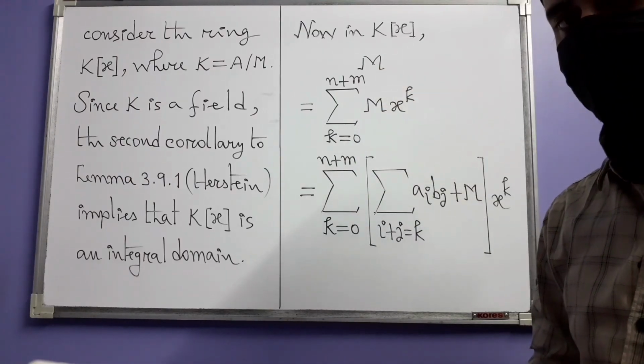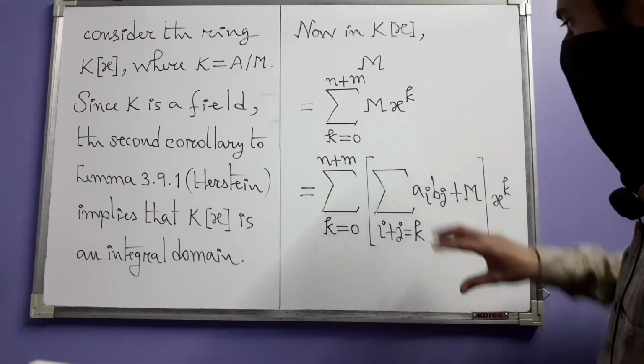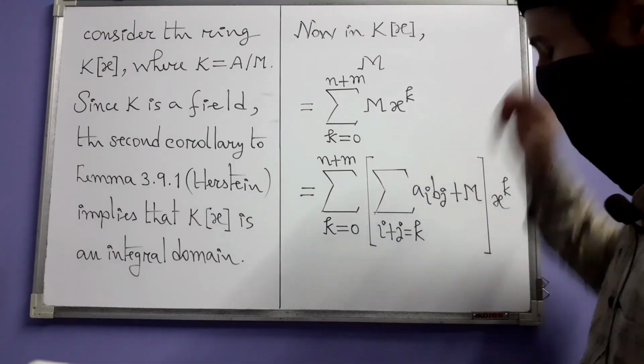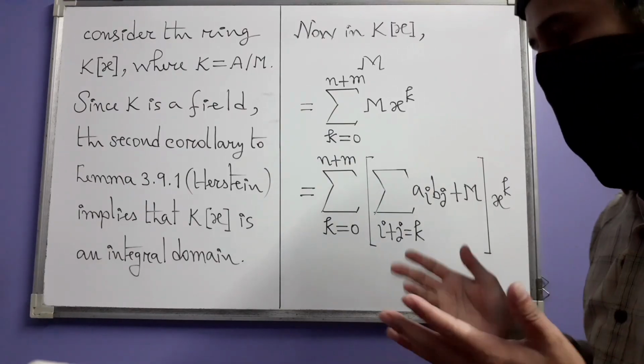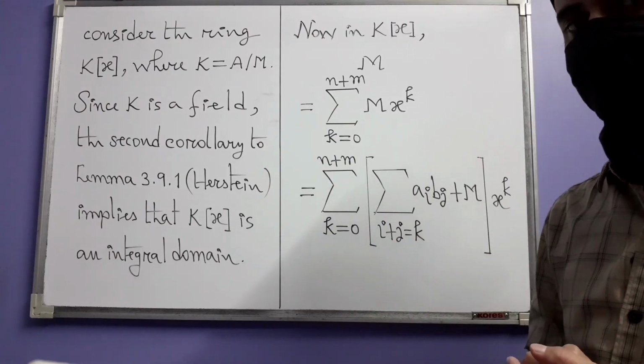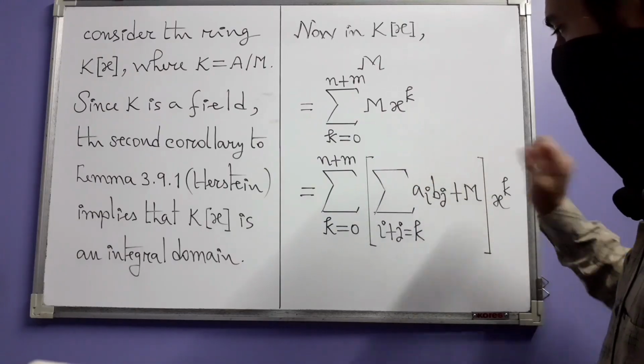Yes, it is equal to M. But that is possible only when these sums are inside M. Are they inside M? Yes, they are inside M. But how do we justify that these sums are inside M?